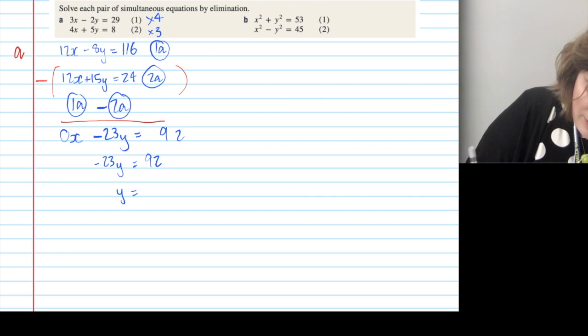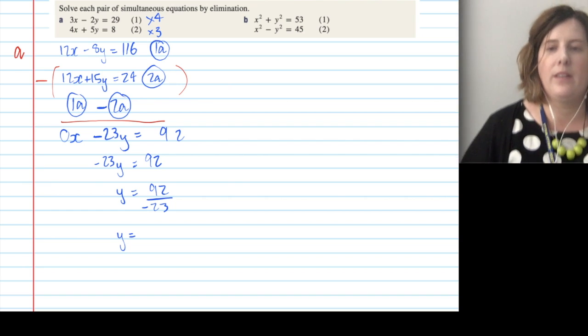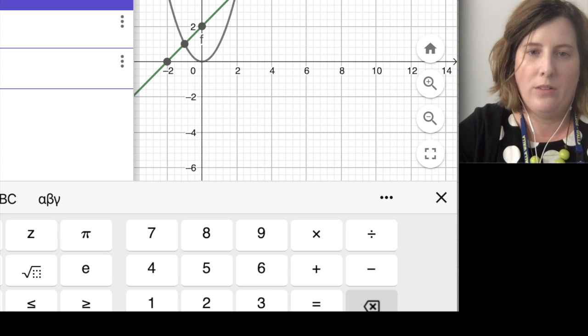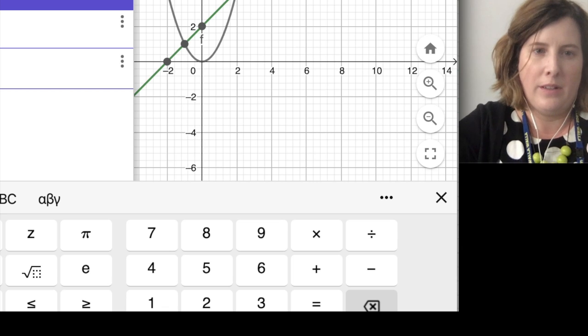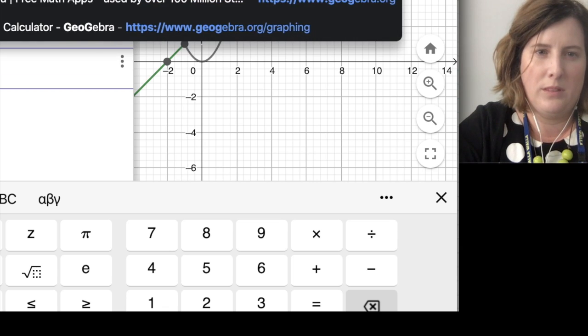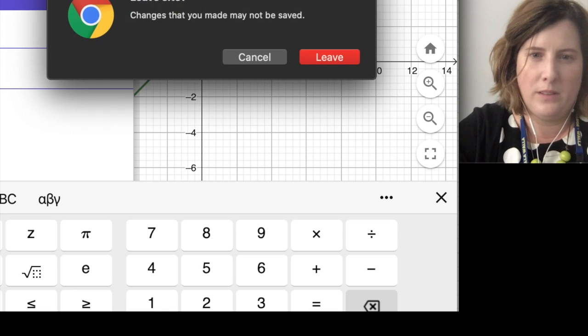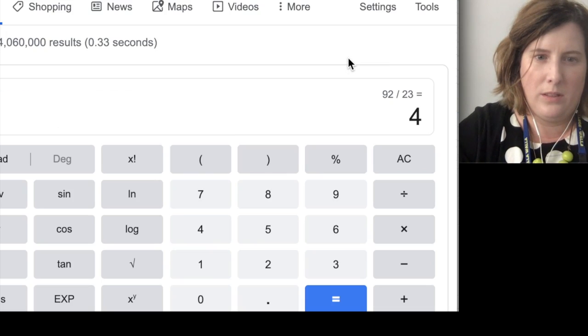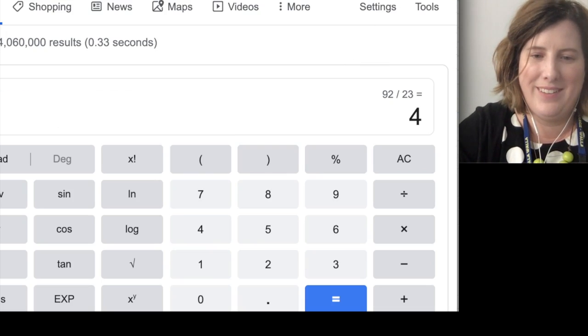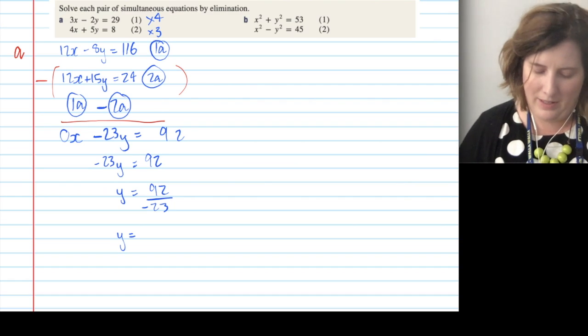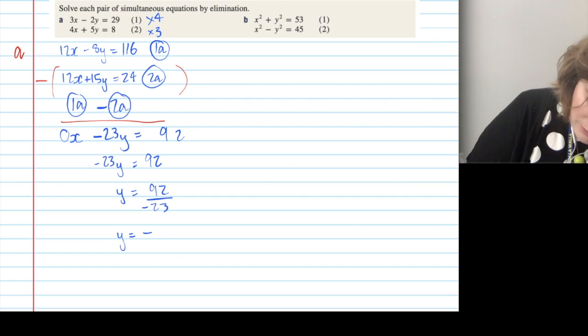Then y is going to end up with 92 over negative 23, which is just, oh, where's my calculator? I don't have it. Google. 92 over 23. It's 4. I should have known that. No. It's negative 4 because it's negative 23.